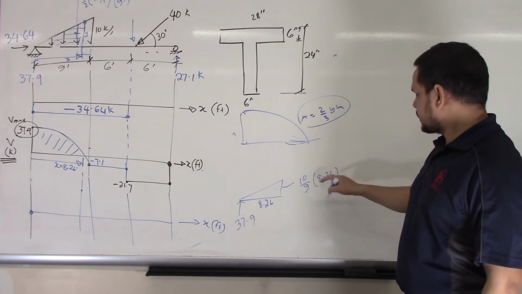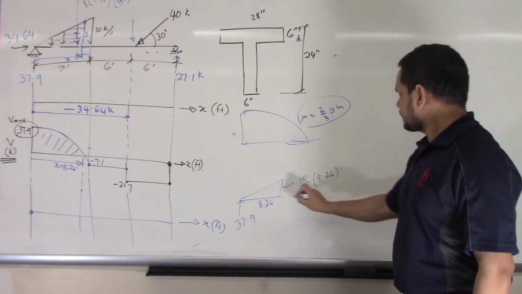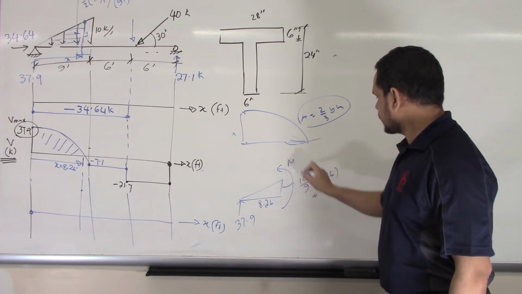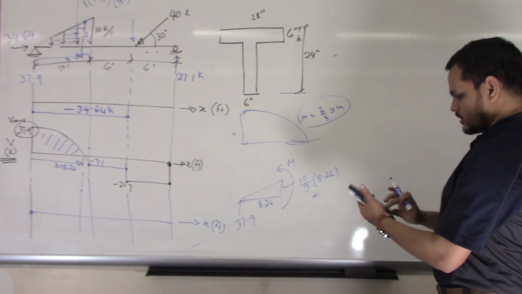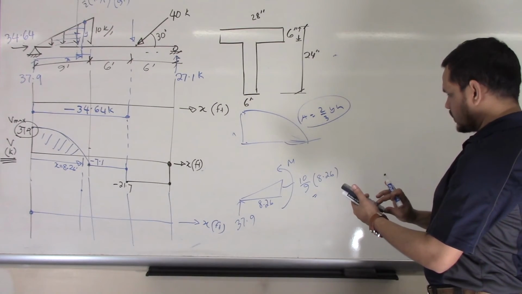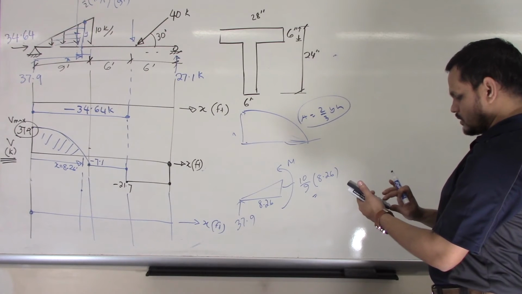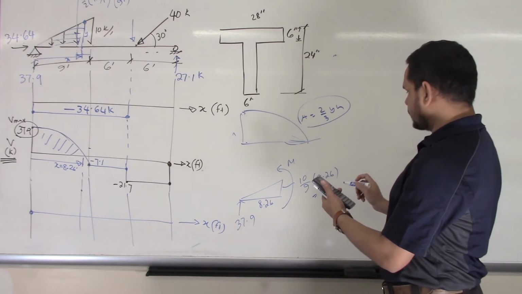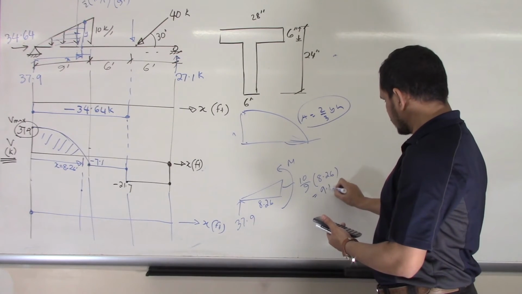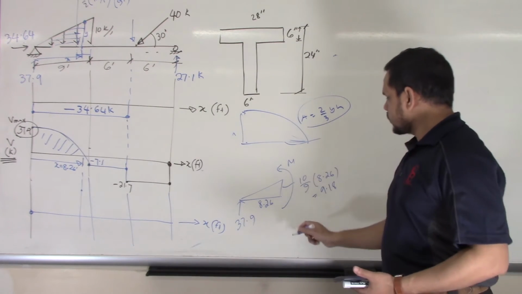10 by 9 times 6. Then we can find the moment here. So if I do the exact calculation, 9 times 8.26, it is 9.18. 9.18. So what is the moment here?